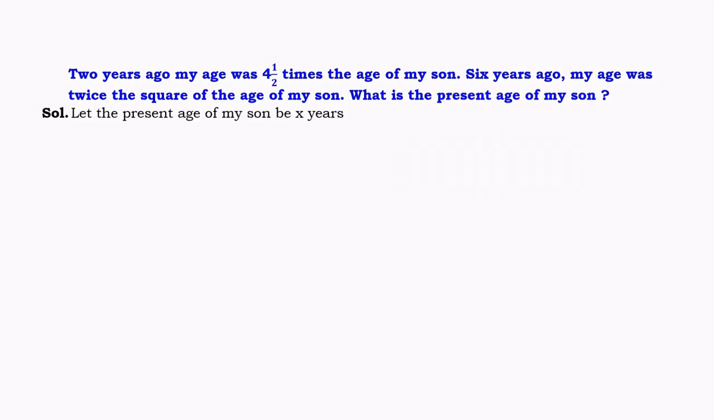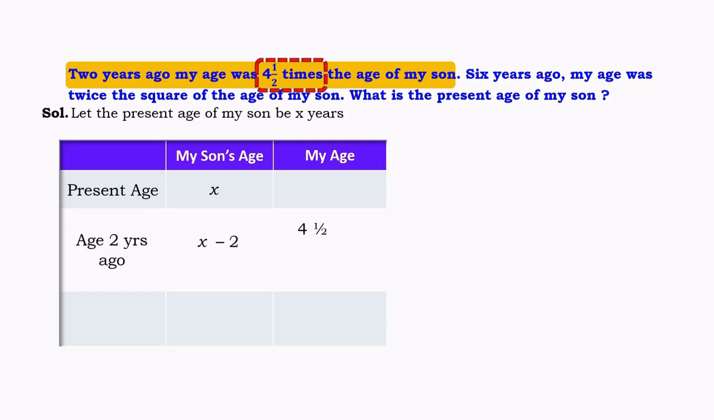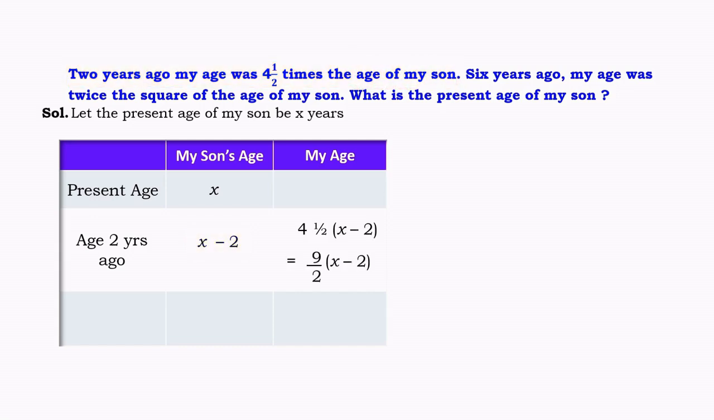Since we do not know the son's present age, let us assume that his present age is x years. Now let us use the first condition. 2 years ago, the son's age would have been x minus 2 years. At that time, the father's age was 4.5 times the son's age. 4.5 can be written as 9 by 2. Therefore, the father's age 2 years ago was 9 by 2 multiplied by x minus 2.